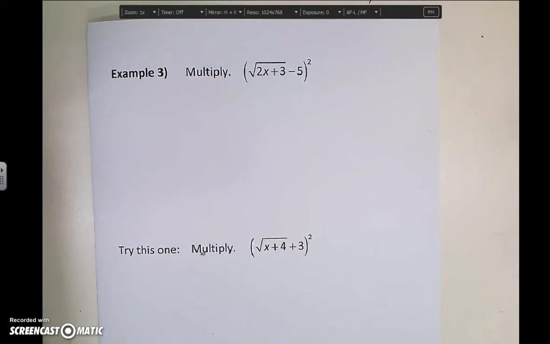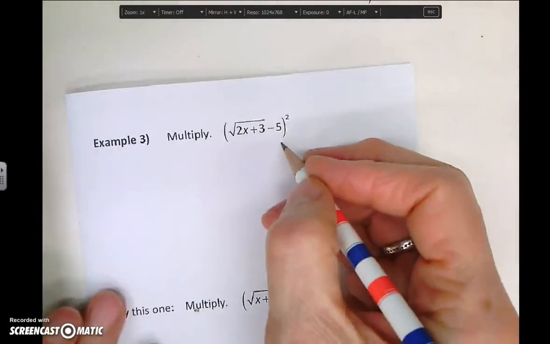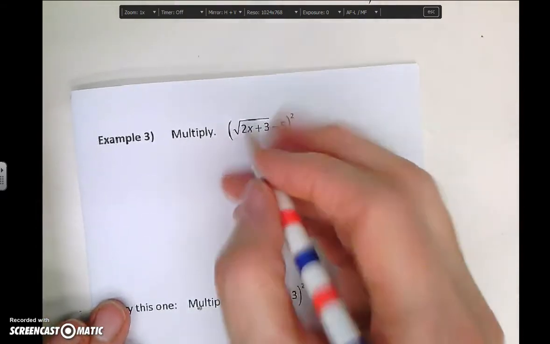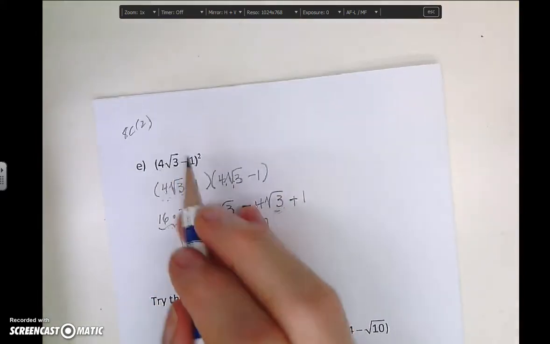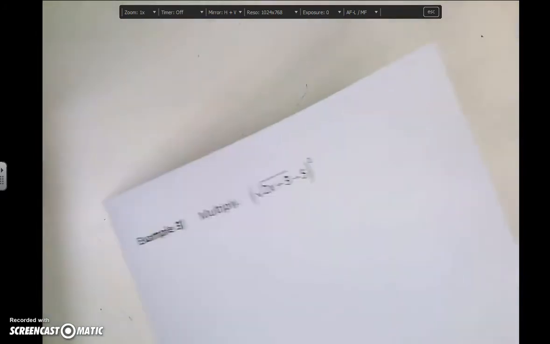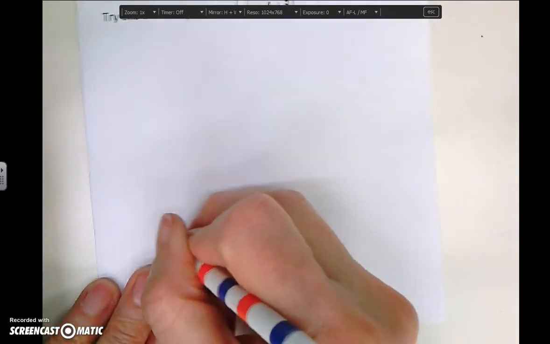All right, so example 3, one last one, is like the last one we did, where we're going to square the parentheses. And let's take a minute and talk about this. So remember our rules for squaring.